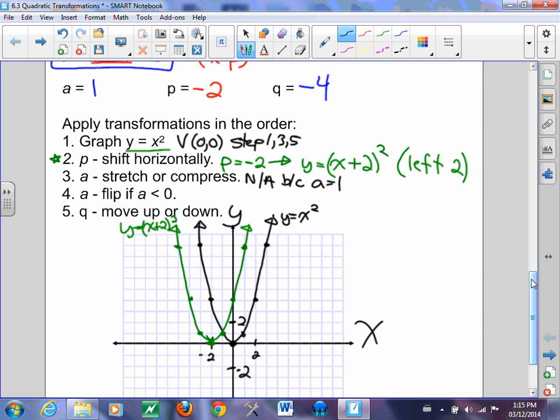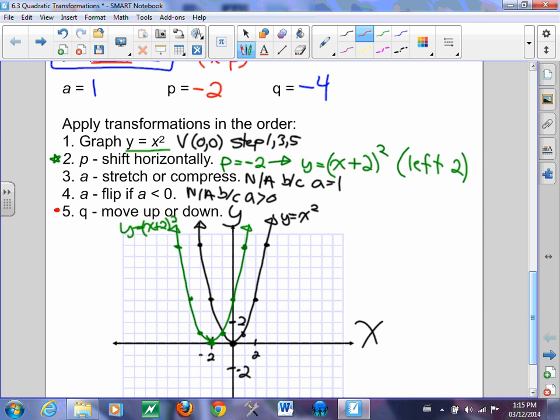Next one, it says, take a look at A. We're going to flip it upside down if it is less than 0. A is positive, so that in this case is non-applicable because A is greater than 0. But next time we will. Now, ladies and gentlemen, pick a different color. I apologize about that earlier.